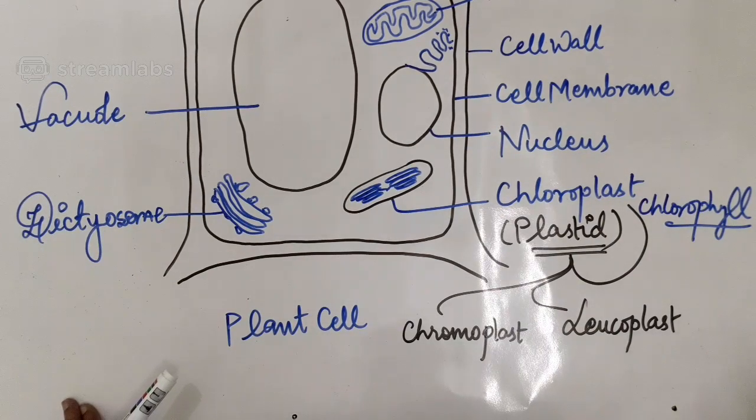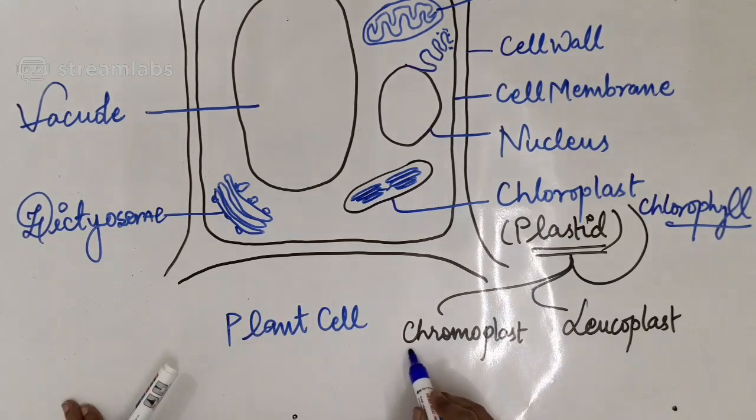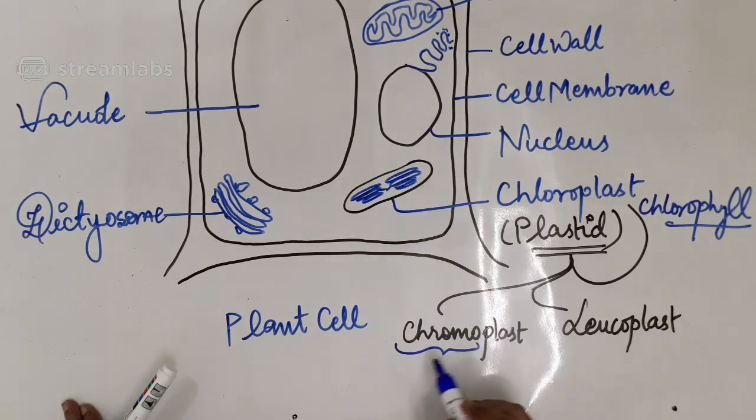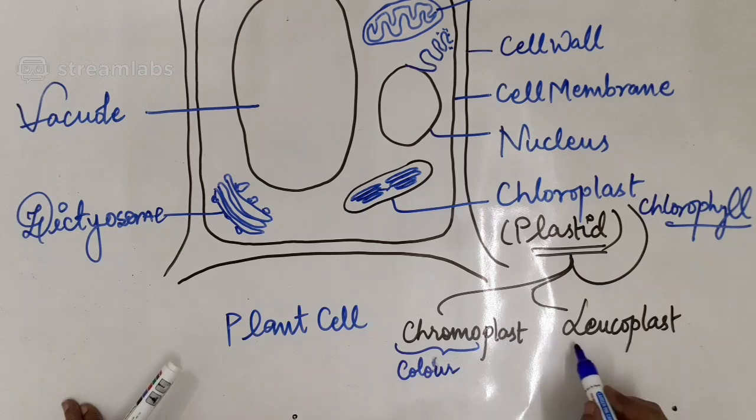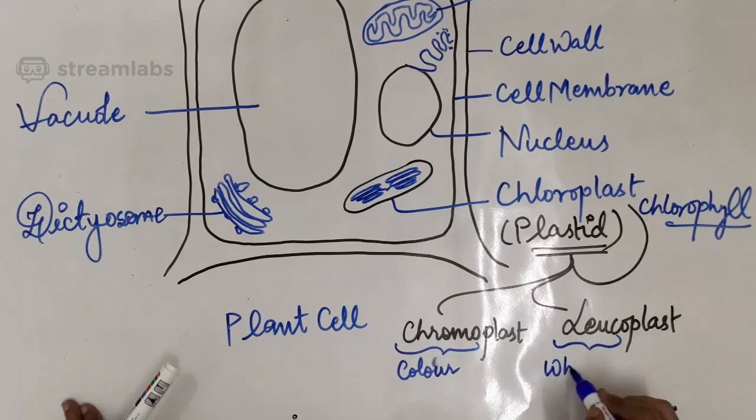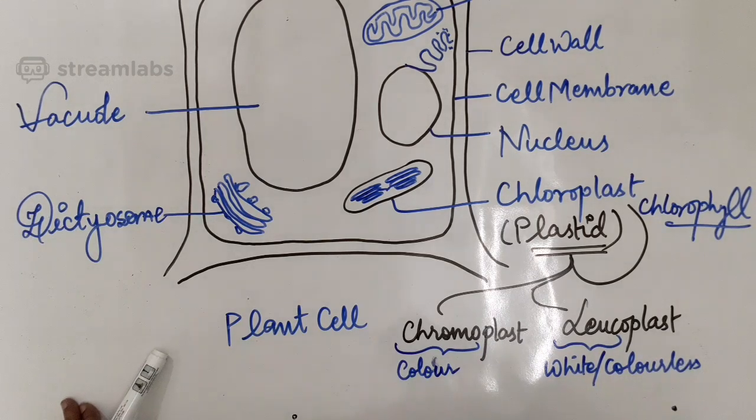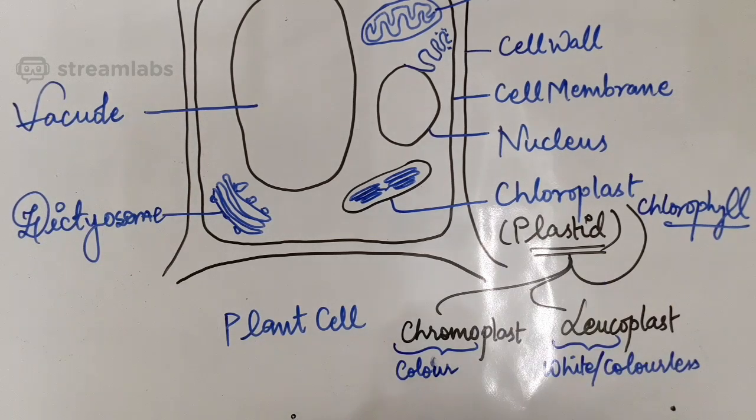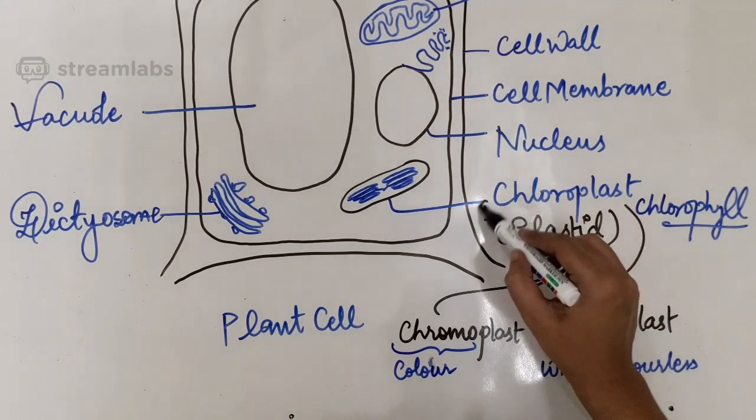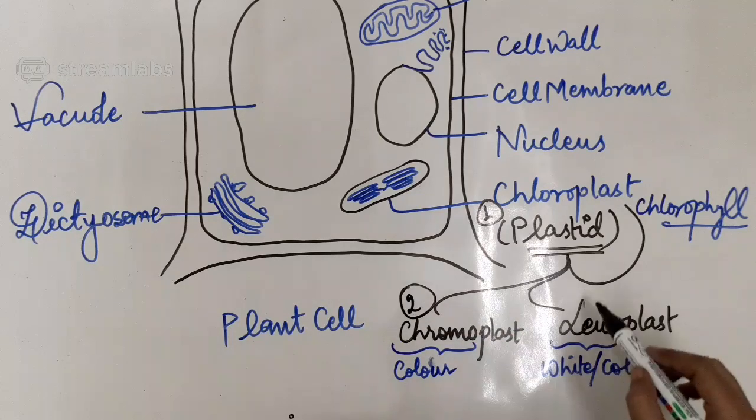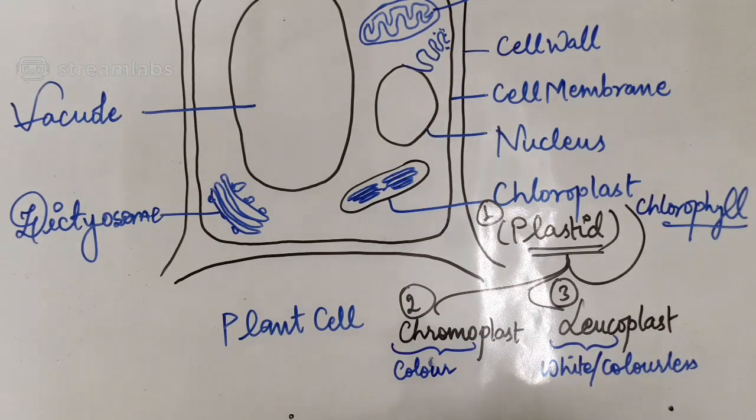The color other than green and white comes from the plastid termed chromoplast. Chromo means color, and leuco means white or colorless. Okay. Plastids are color imparting cell organelles or substances. These are of three types. The first is chloroplast, second is chromoplast, and third is leucoplast. What is the use of these types of colored plastids or colored substances? We will be discussing it now.